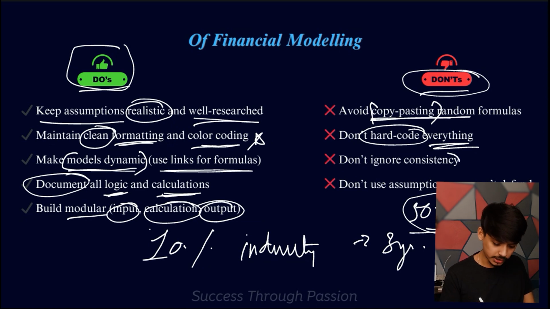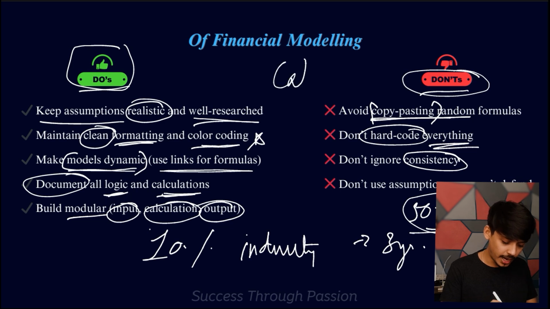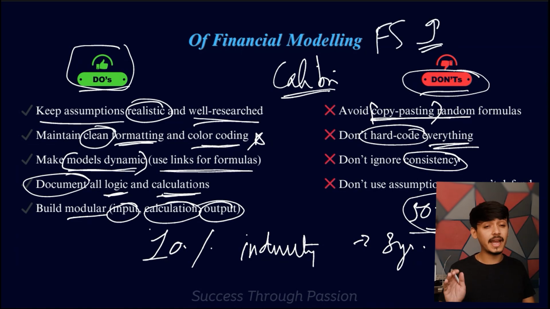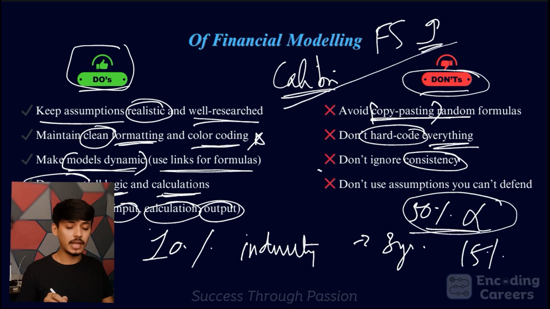Next is don't ignore consistency. Whenever you are aligning or using any type of font size or color, keep that consistent in the entire financial model. Let's assume that you use Calibri as your font type. So use Calibri in the entire financial model. If you are using font size 9 for all the numbers, keep it at 9 only for the entire model. That is what will help your model to be cleaner, formatted and easy to go through.